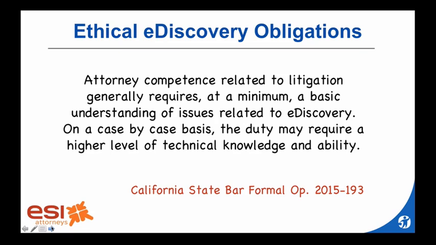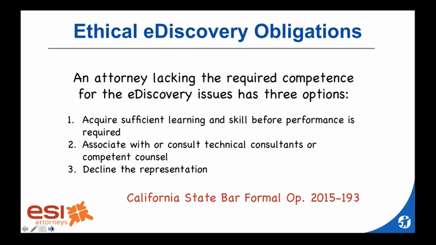So let's go to the next slide. That same opinion says that an attorney who lacks the required competence for eDiscovery issues in a matter has 3 options. 1, go out and learn what you need to. 2, consult with somebody else who can help you make sure you know what you need to. Or 3, decline the representation. We all know that number 3 is never really what we want to do, so 1 or 2 seem to be the best options. Let's move to the next slide.